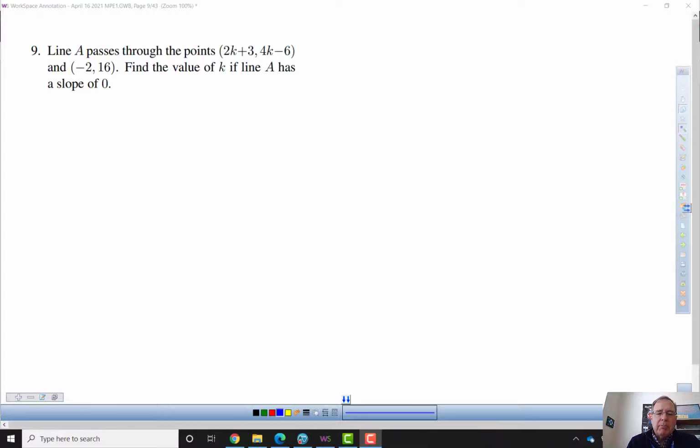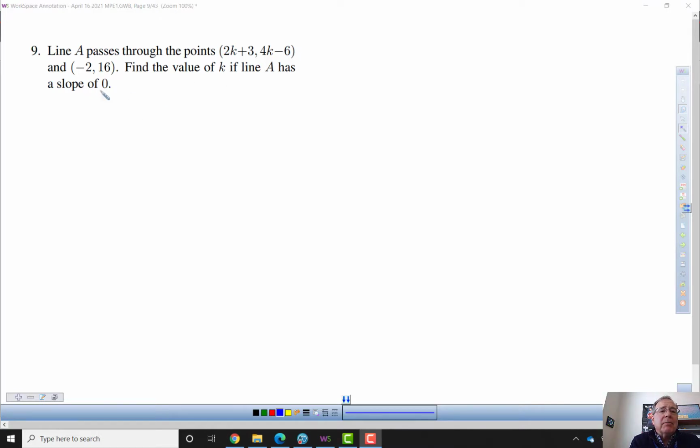So here's number 9. Line A passes through the points (2k plus 3, 4k minus 6) and (negative 2, 16). Find the value of k if line A has a slope of 0. Well, this is near trivial.